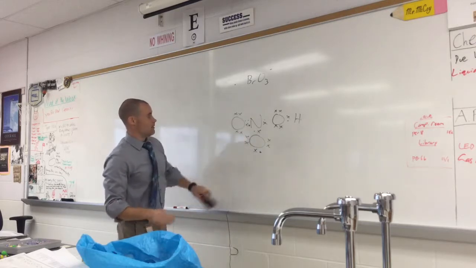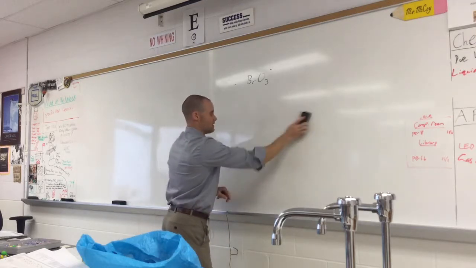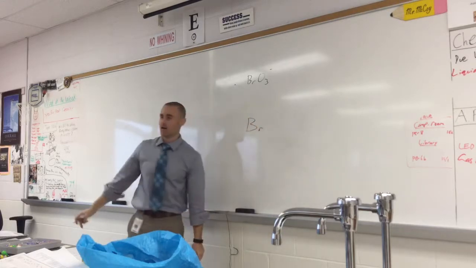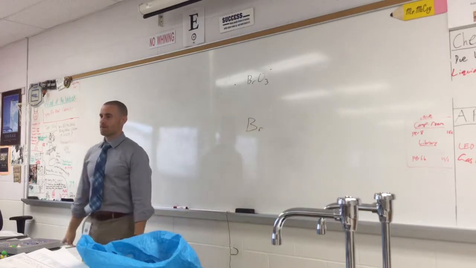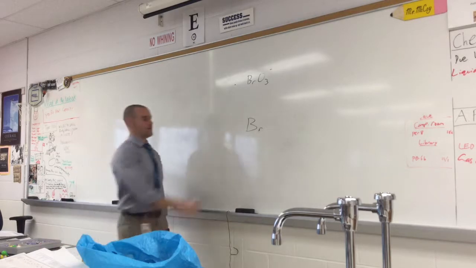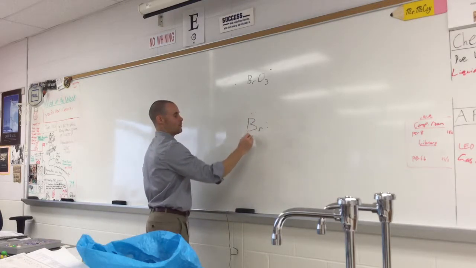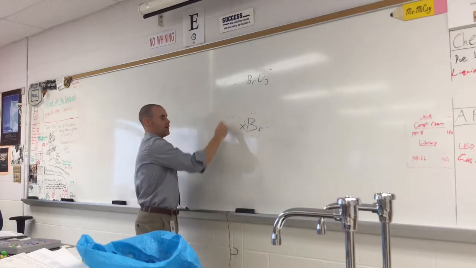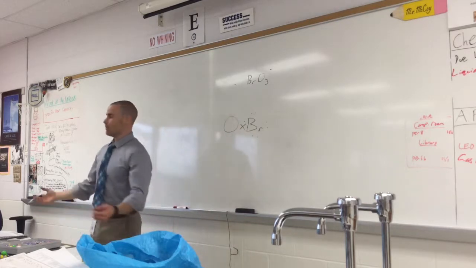All right, and BrO3 minus. So the problem here is what? Bree, what's the problem with Br? How many dots does it have? 7. 1, 2, 3, 4, 5, 6, 7. So I'm going to take one oxygen and put it here. Now what do we do?